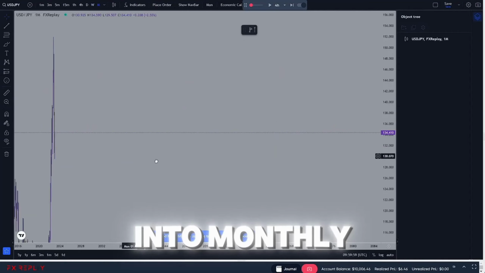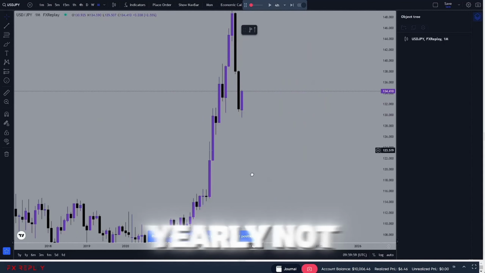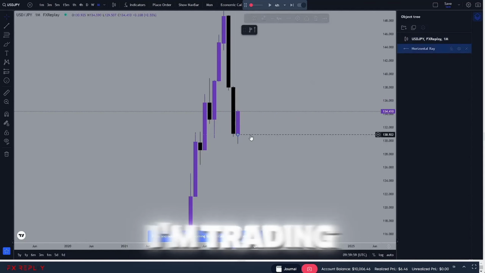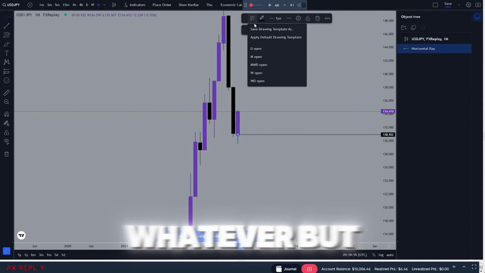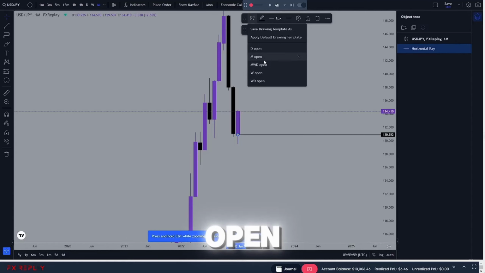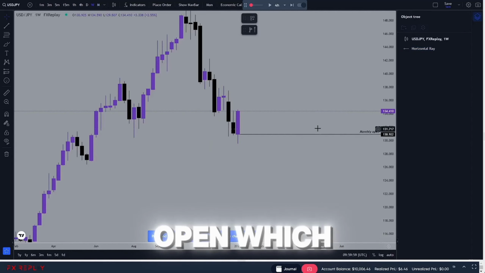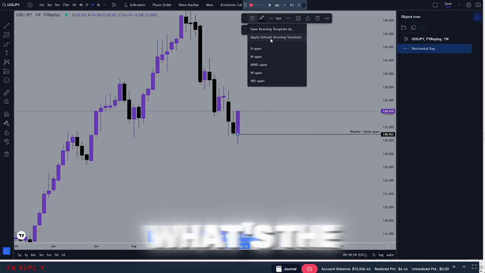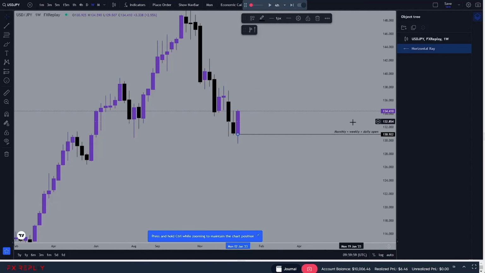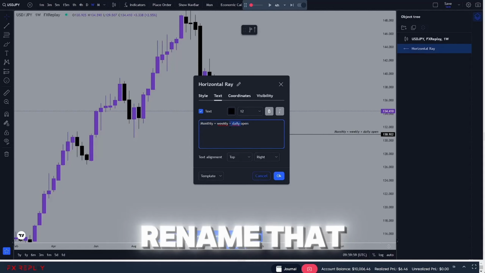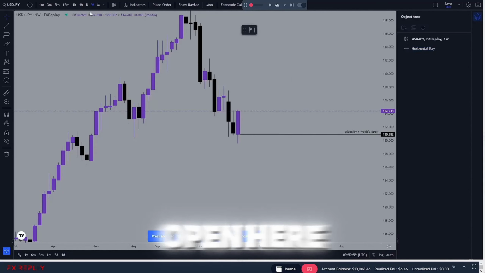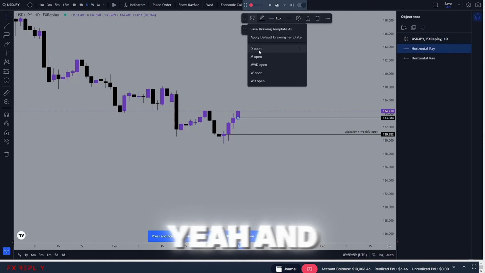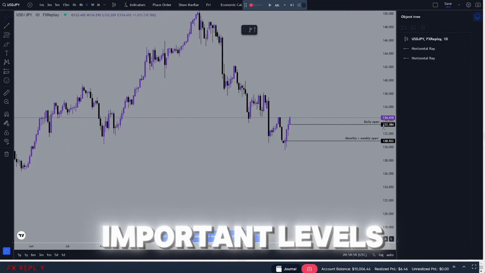I go into monthly, yearly, yearly not that often. It's really unnecessary because most of the time it's not reaching that. I'm trading in like 15 minutes, so it's whatever. But I mark the monthly open, the weekly open, which is the same here. Just gonna rename that. Open here. Daily open is here. And I already have important levels.